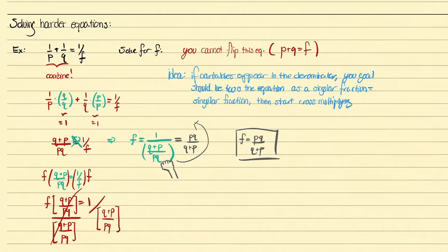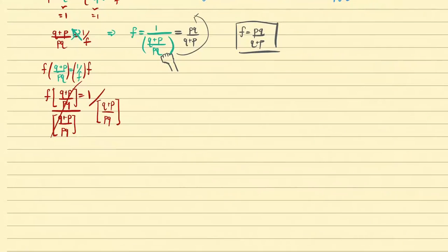We had a non-single fraction, so two fractions, equal to another fraction. And what we did is some algebra in order to get it to a single fraction equal to a singular fraction. Then we started cross multiplying. Then really the equation just kind of came to us at that point. Once we had f, all we needed to do was divide by some stuff in order to get f alone. Any questions about that example?